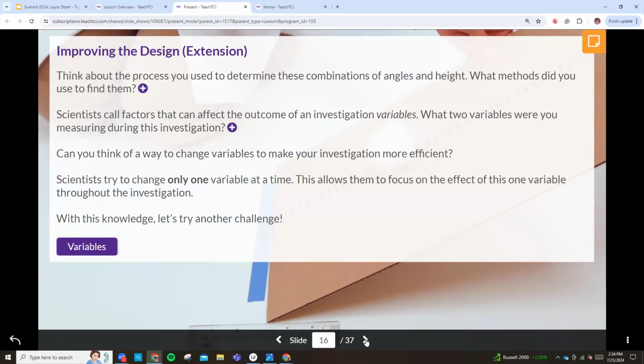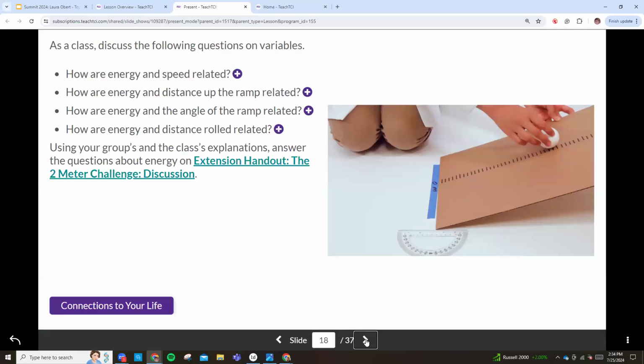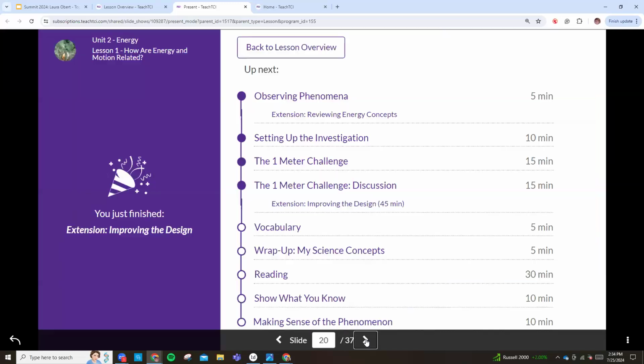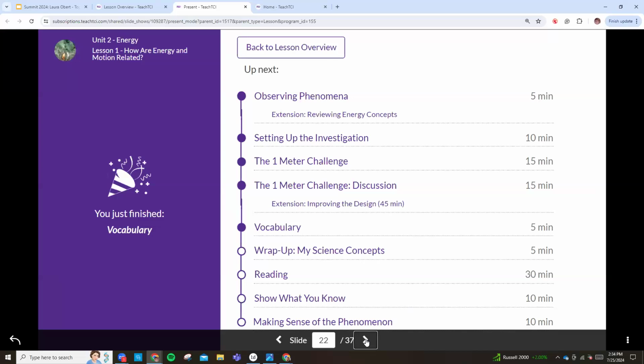So this is a fantastic lesson to go through and do with your students. The presentation, the slideshow will walk you through step by step so that you are completing this investigation with your kids, and it will support you as a teacher.